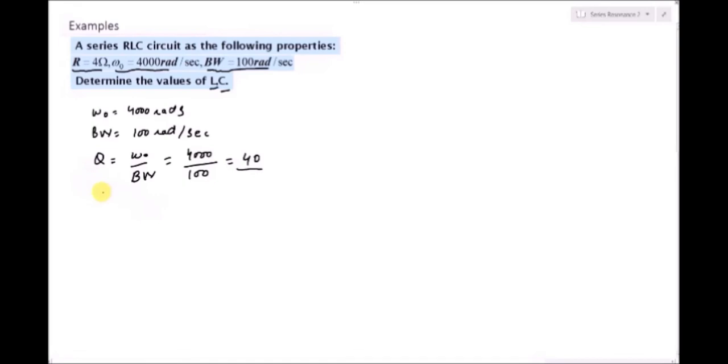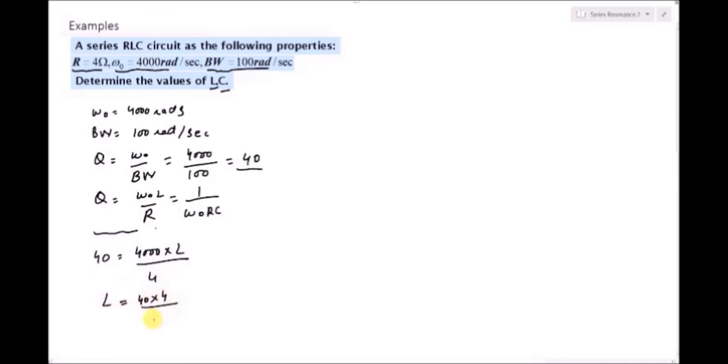And there are two other formulas for the quality factor. Q is equal to omega naught L over R, which is also equal to 1 over omega naught R C. So by using the first formula, we can write 40 is equal to omega naught, which is 4000 radian per second, times inductance over the resistor, which is 4 ohm. So from here, inductance will be equal to 40 into 4 over 4000, so the value will be 0.04 Henry. So that is the value of your inductance.